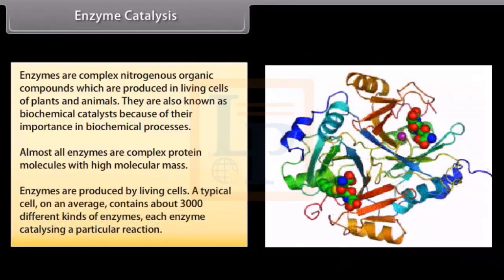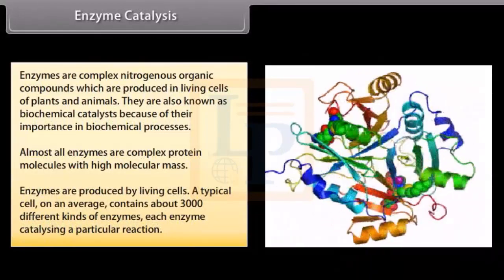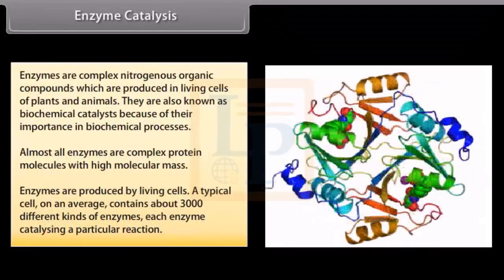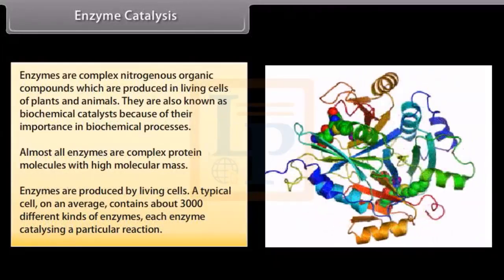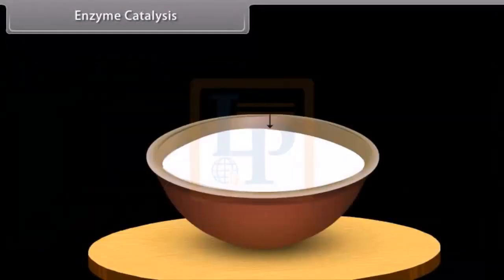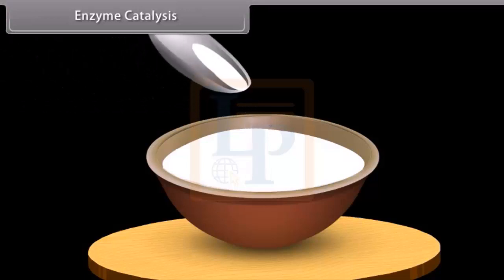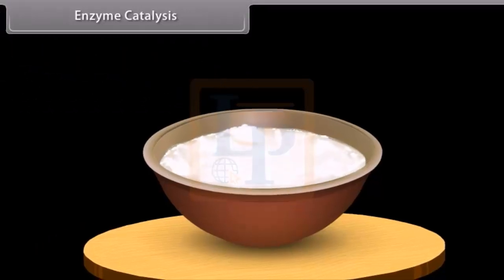Enzymes are produced by living cells. A typical cell on an average contains about 3,000 different kinds of enzymes, each enzyme catalyzing a particular reaction. For example, conversion of milk into curd by lactobacilli enzyme present in curd.